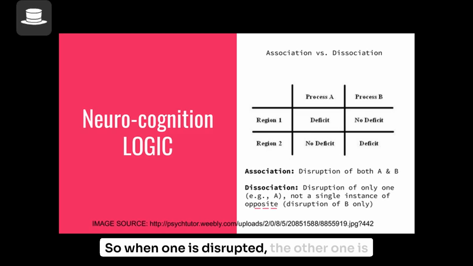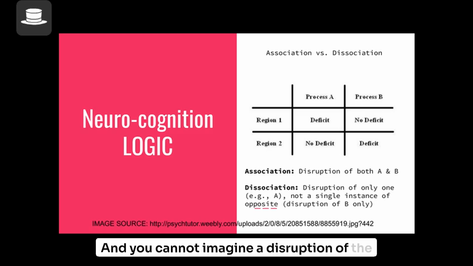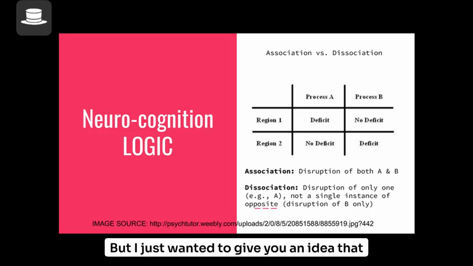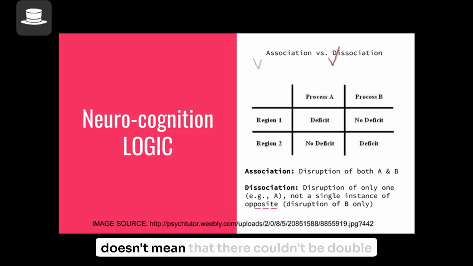So when one is disrupted, the other one is also disrupted. And you cannot imagine a disruption of the other without the first one. Again, it will make more sense when we look at the TV analogy and another example. But I just wanted to give you an idea that association is inseparability of two mental processes. Dissociation is mild separability. Again, just because there is a dissociation doesn't mean that there couldn't be double dissociation, which we'll talk about in the next slide.